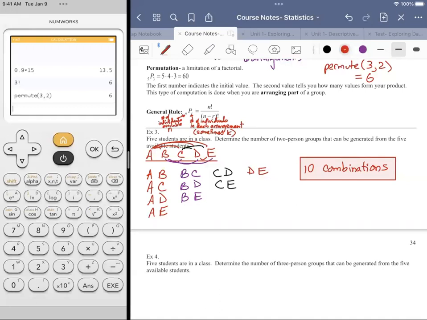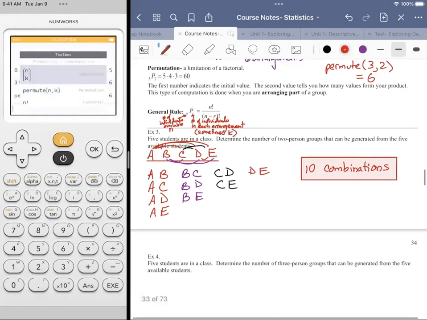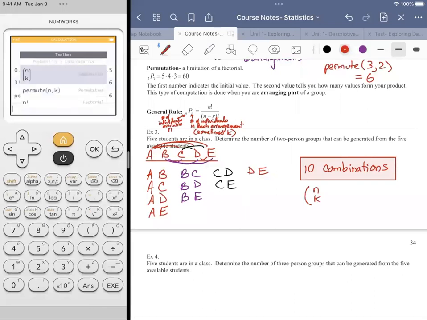So 10 combinations is what I'm working with here. Again, we need an easier way of doing this. Another way to do it would be to list out all the permutations, every pair of values in either order, and then just cross off the ones that are duplicates. That's even more time consuming. But if we use the combination function in NumWorks, that's the one that says nCk, that's for a combination. The n is the number of individuals available.